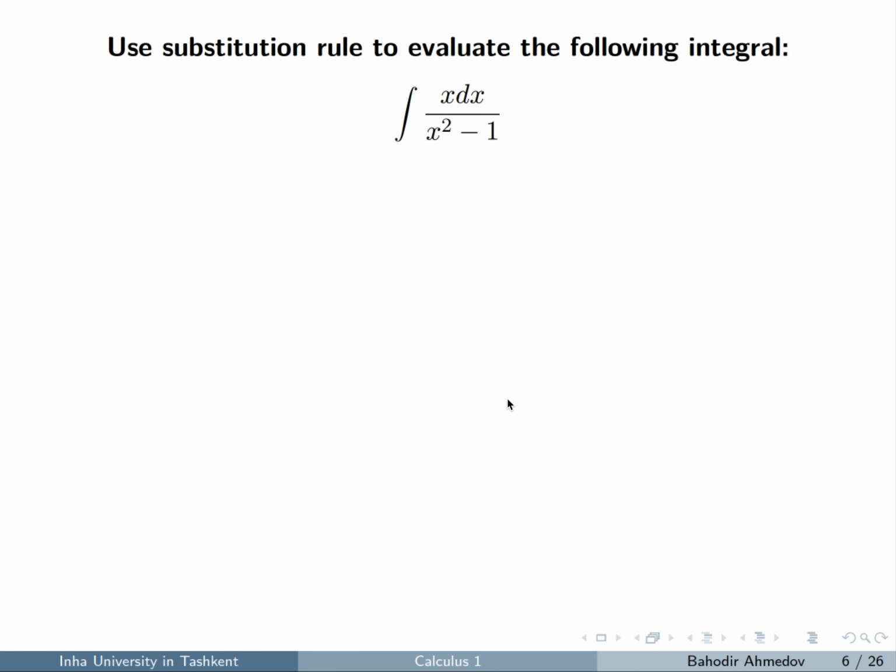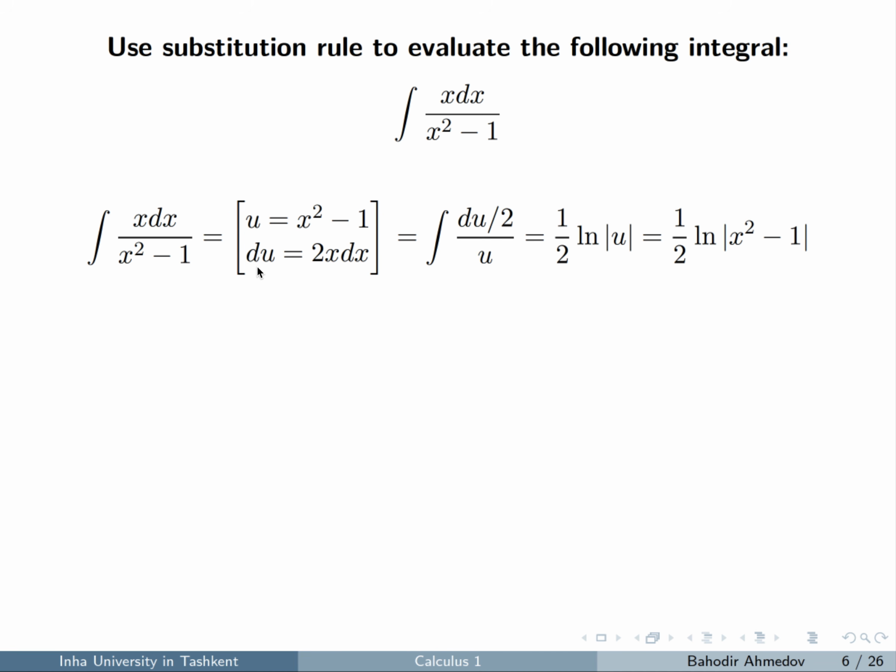So let's consider a couple of examples. Here I see the derivative of x squared minus 1 is here in the numerator. So we can make the substitution. u is equal to x squared minus 1, then du is equal to 2x dx, right? Here I don't have the 2, so that is why x dx is going to be equal to du over 2, right? If I write down du over 2 over u, it's going to be 1 over 2 ln of u. If I resubstitute the u with x, it's going to be 1 over 2 multiplied by ln of x squared minus 1.